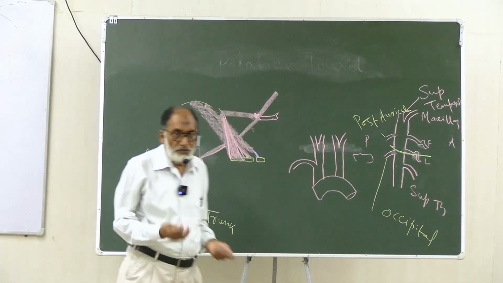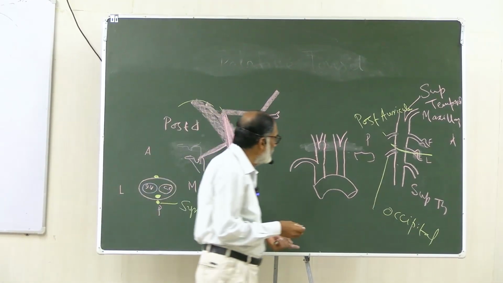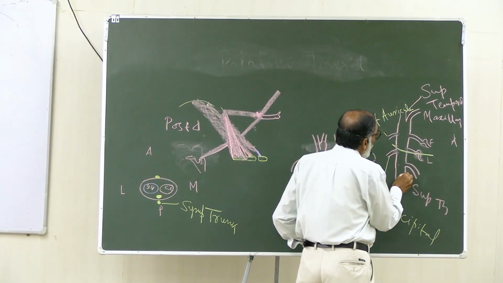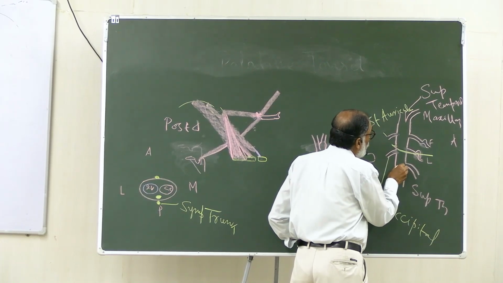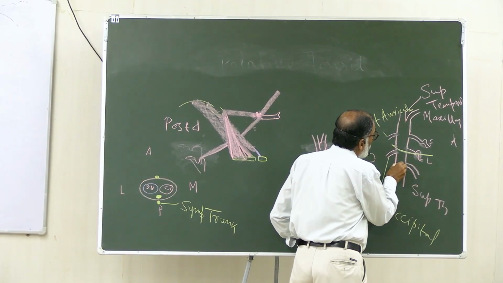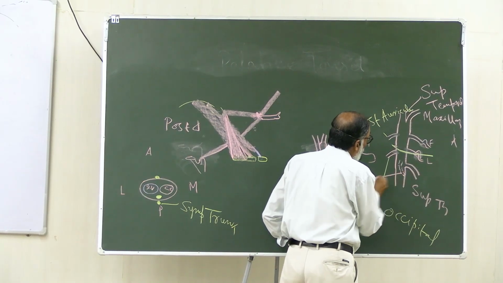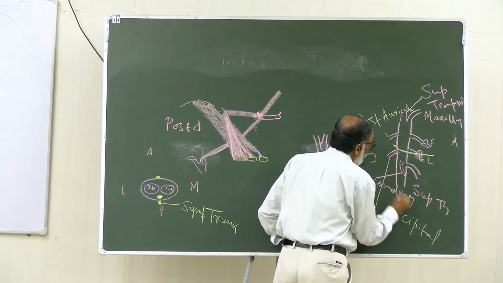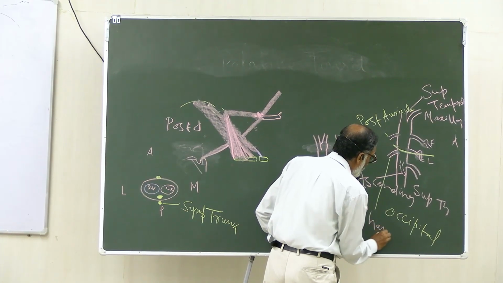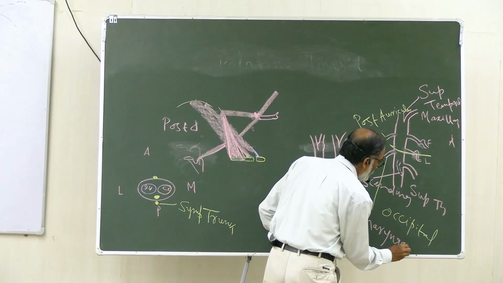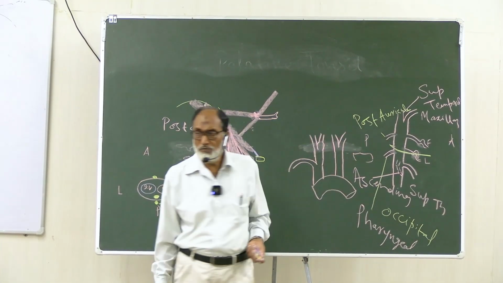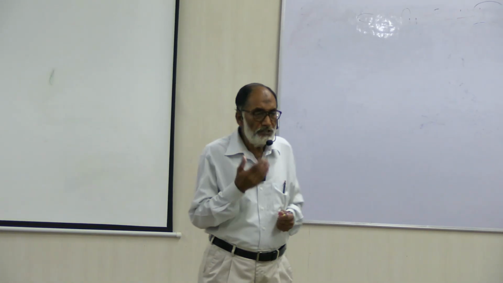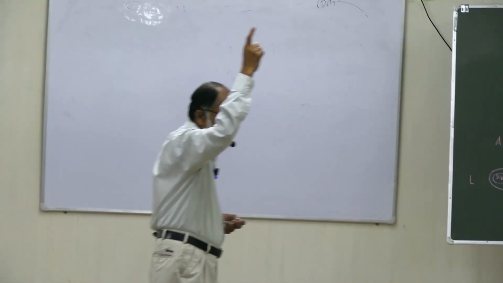There is another branch that lies medially, that is called ascending pharyngeal. There is another branch that lies medially, so I am drawing it as a dotted line. That is medial. That is called ascending pharyngeal. Now you have to remember all these branches. The first branch which lies medially is called ascending pharyngeal. It is going to the pharynx.